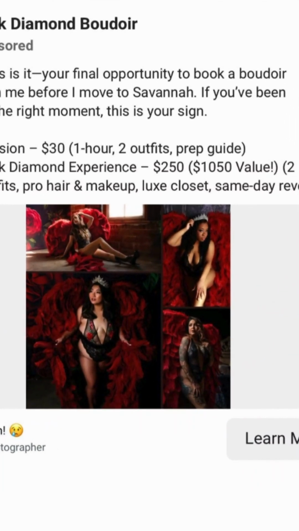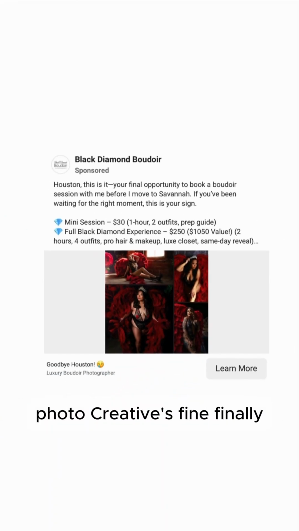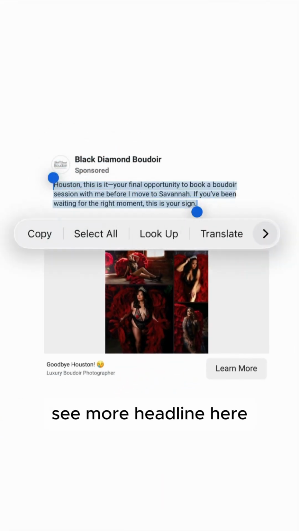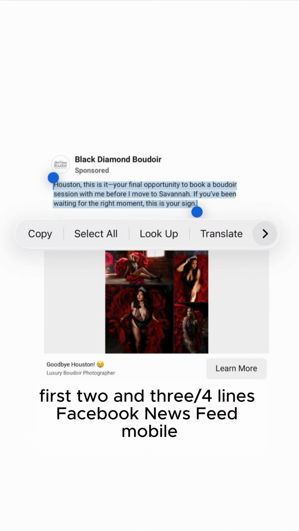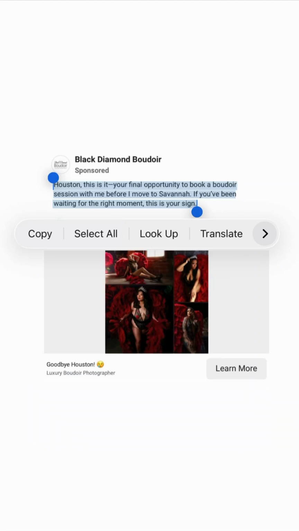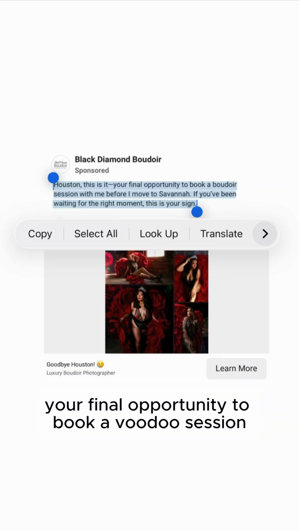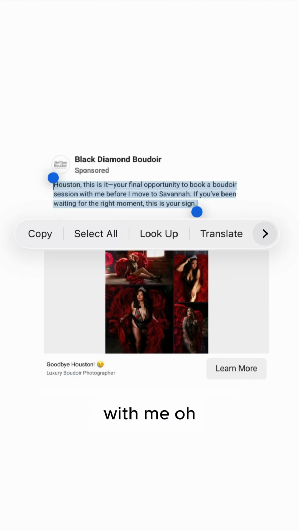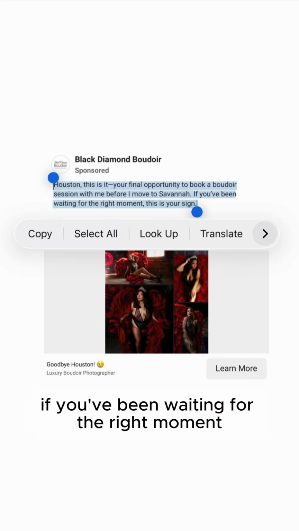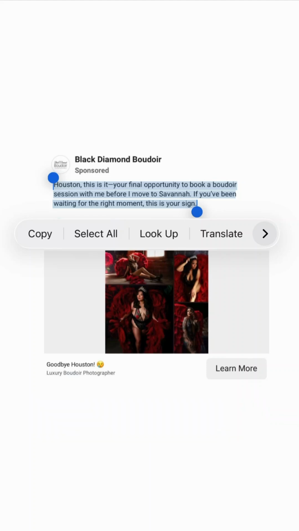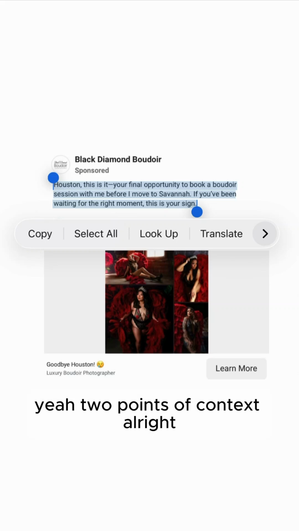Got the creative. All right, the photo creative's fine. Finally, looking at the see more headline here, the first 2 3/4 lines on the Facebook newsfeed mobile. So we've got Houston, this is it. Your final opportunity to book a boudoir session with me. Oh, before I move to Savannah, if you've been waiting for the right moment, this is your sign. All right, so we've got 1 point of context. Yeah, 2 points of context. All right, so yeah, it's the lack of context mistake.